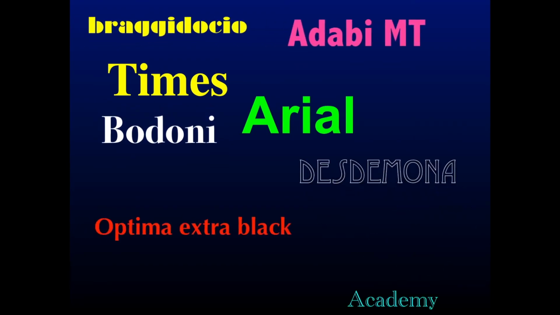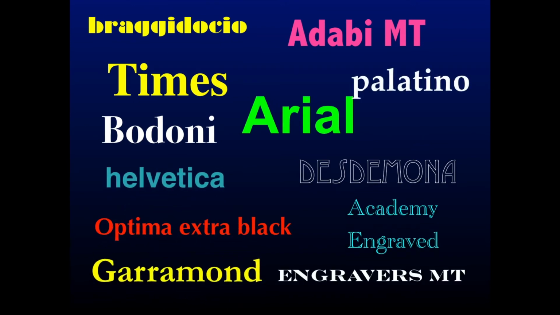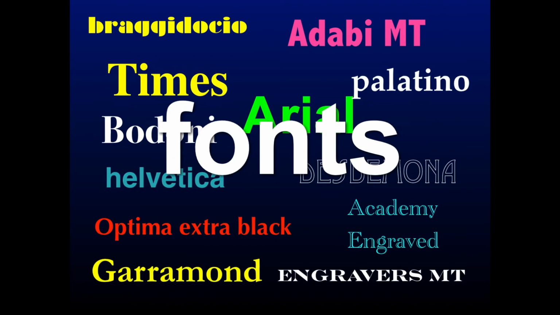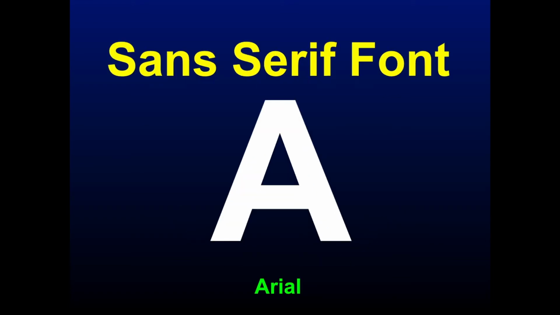Let's talk about fonts. There are 2 categories of fonts: serif fonts and sans serif fonts. Times is a classic serif font. In typography, a serif is a small line or stroke regularly attached to the end of a larger stroke in a letter. Sans serif fonts are block letters that lack these small lines or strokes.